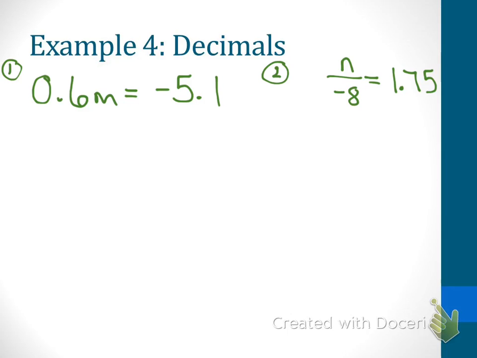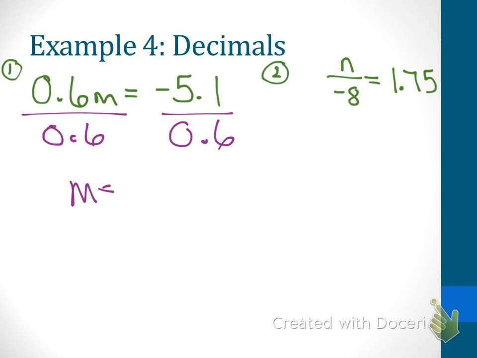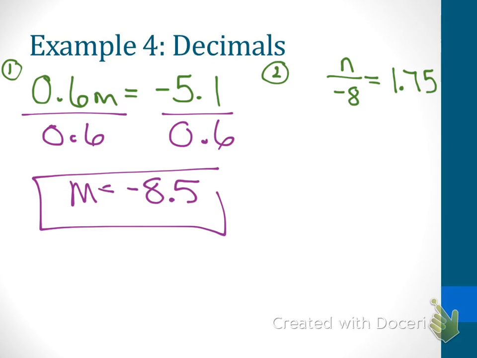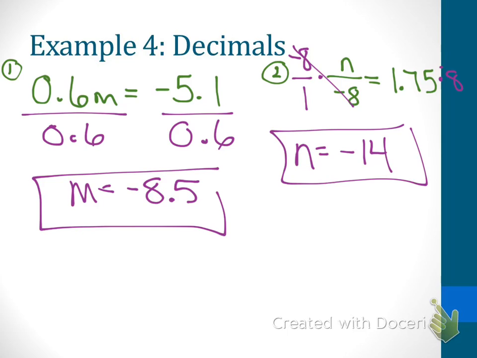Okay, so we're solving it literally the exact same way, except now it's just a decimal. So what do I divide by on number 1? What do I need to divide by? 0.6. Whatever's attached to my variable, 0.6. And m equals what? Negative 8.5, because there's only one negative. All right, on number 2, what do I need to multiply both sides by? Negative 8 over 1. Very good. Negative 8. And then n equals what? Negative 14.